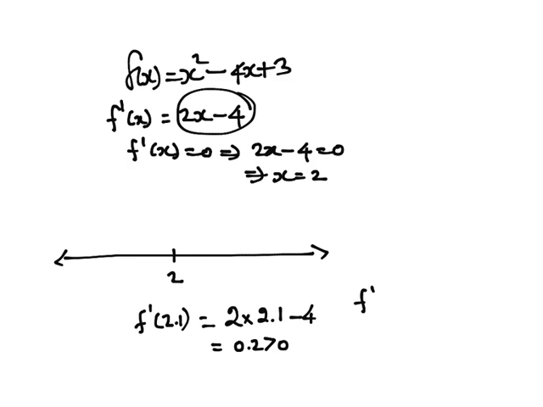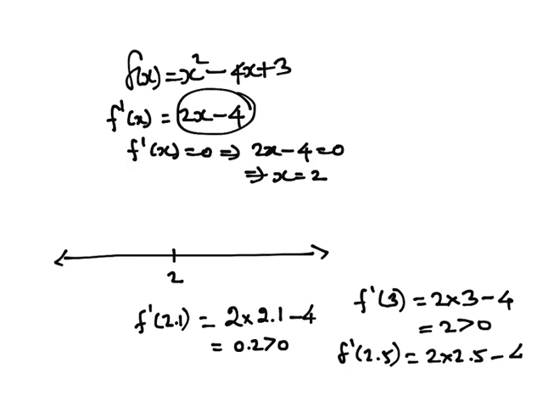F dash of 3 is 2 times 3 minus 4, which is 2, again positive. Let me take another value closer to 2. Let's say f dash of 2.5. I get 2 times 2.5 minus 4, which is 1, again positive. So in fact, if we take any value above 2, students, and put it in f dash of x, you'll always get f dash of x as positive. Always. Now you need not take 2, 3 values. Just take one value, and if you get more than 0, then you write f dash of x is more than 0 in this interval here.